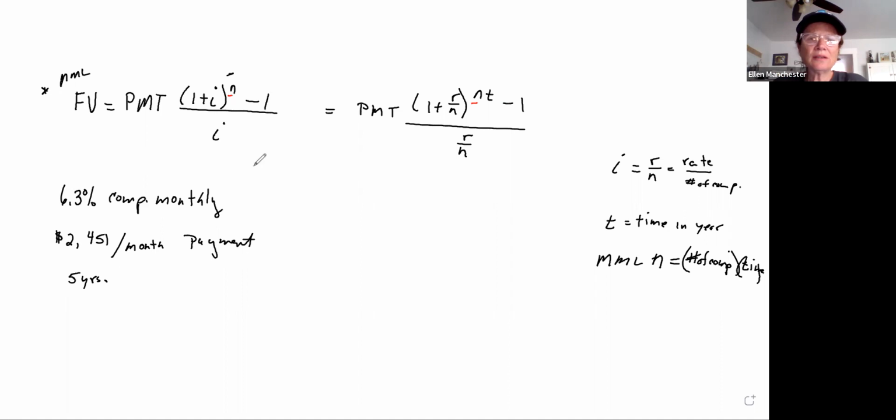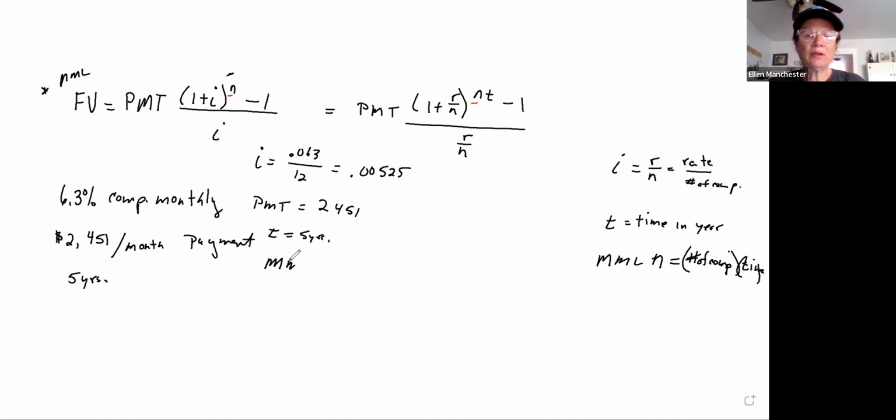Our rate, so hear me do it. I'll do it based on MyMathLab, is 0.063 divided by 12. So that's the first thing that I'm going to calculate. 0.063 divided by 12 is 0.00525. Okay, my PMT, or the payment, is 2451, and my time is 5 years. Okay, so using the MML, the MyMathLab N is 5 times 12.